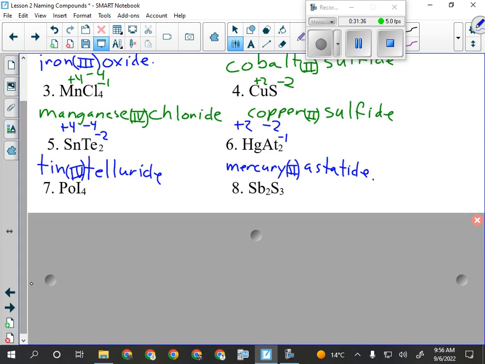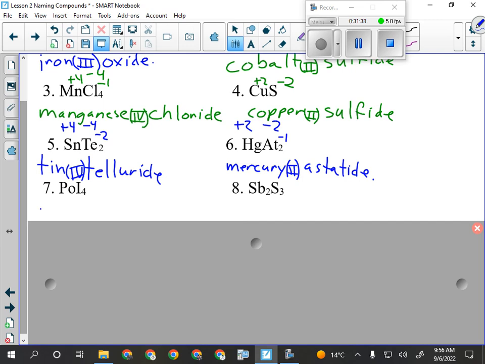Okay. And then for number 7, we've got polonium. Whoops, not polonium. Polonium. And it's with iodine, so iodide. Okay. Iodine's in group 17, so it's a -1. There's 4 of them, so polonium must have a charge of 4.